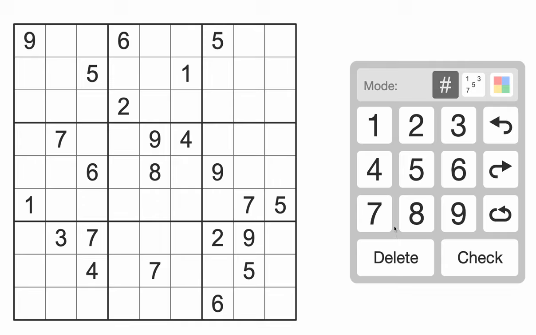Okay, so this is New York Times Sudoku Hard for December 6th, 2025. Let's get it going. Okay, first thing first.